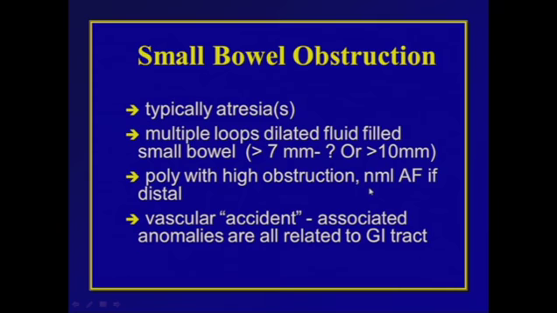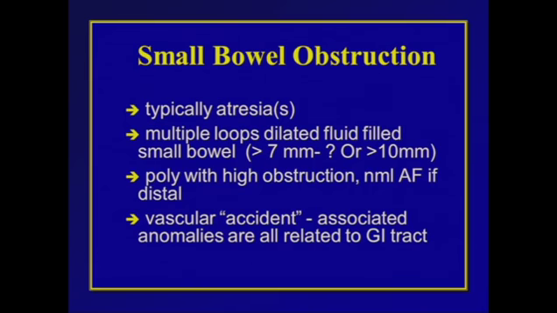And what we see on sonography are multiple loops of dilated fluid-filled small bowel. Traditionally, we talk about greater than 7 millimeters in diameter. There is some thought that maybe greater than 10 millimeters would be more reasonable to use to diagnose obstruction. If the obstruction is in the proximal small bowel, there will be polyhydramnios. But if the site of the atresia is in the distal small bowel, the amniotic fluid volume around the fetus will remain normal because the fetus is still able to swallow and digest that fluid, and the proximal and mid small bowel is still functioning enough to reabsorb the fluid.